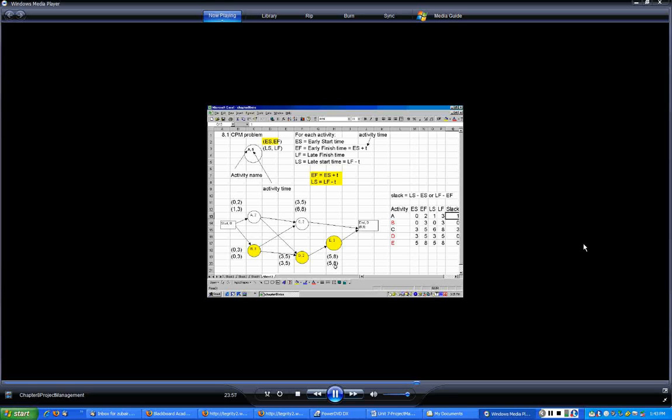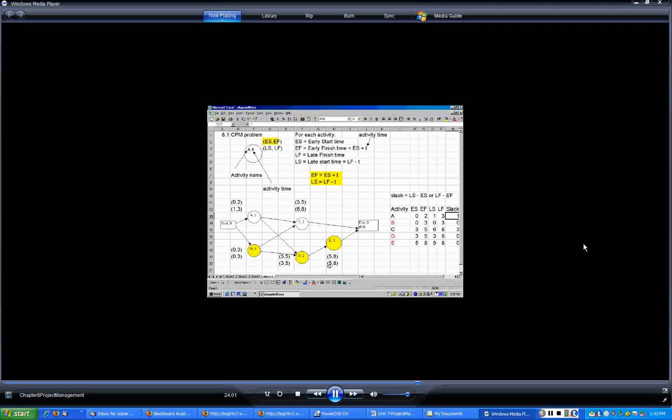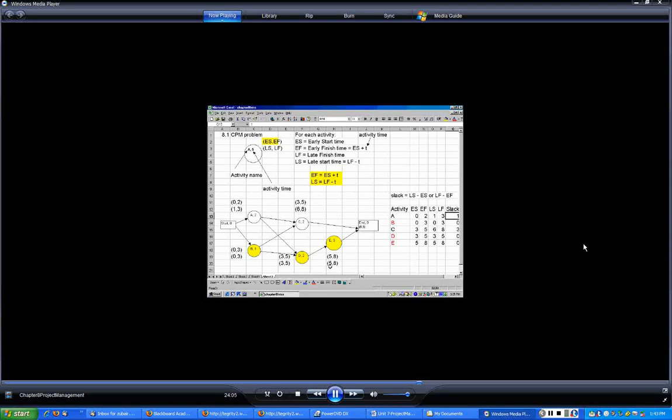So if the latest finish is 8, how late can it start? 8 minus 3, which is 5. So the latest start time for activity E is 5. Then go back to activity D. Now in getting the latest start and latest finish times, we process backwards. For early start and early finish, we process forwards.